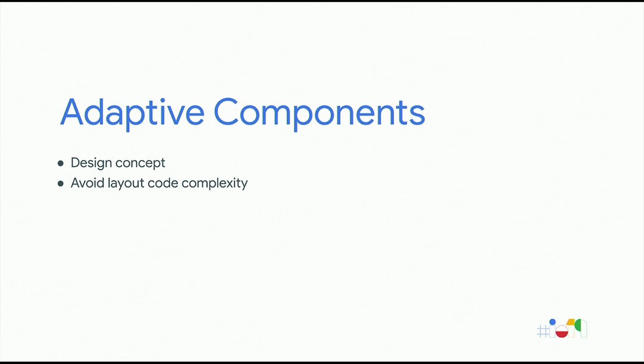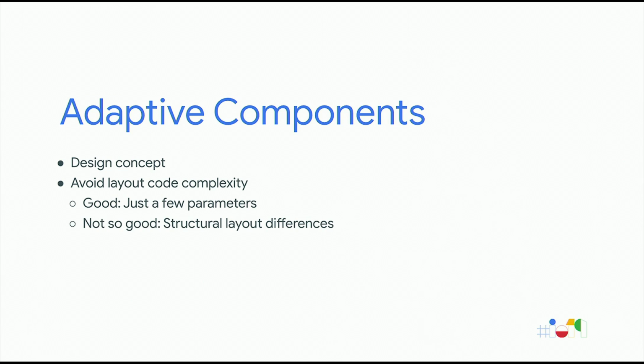A simple rule of thumb is if only a few parameters change, like text style or padding, then go ahead and wrap it with that logic in one widget. But if there are structural layout differences, like one is a column and one is a stack, then you should make separate widgets to keep it simple and readable. But that's OK, because it's easy to make widgets in Flutter.